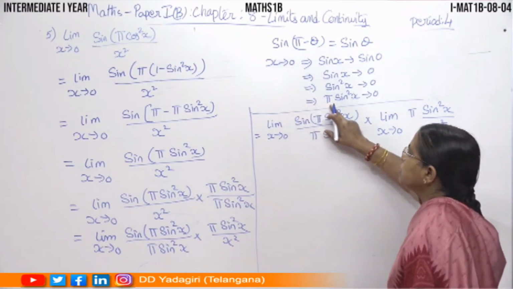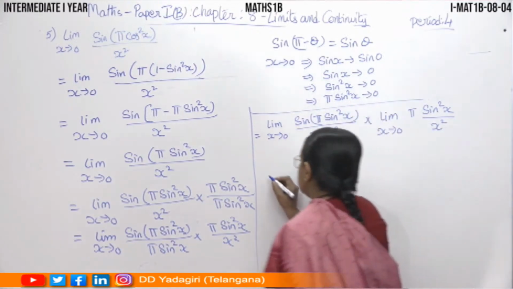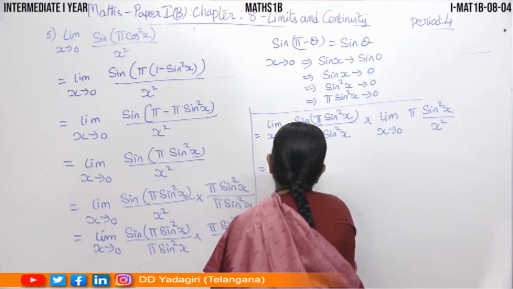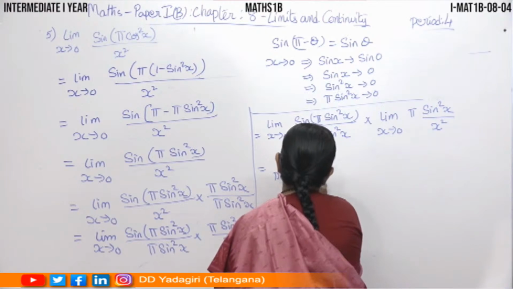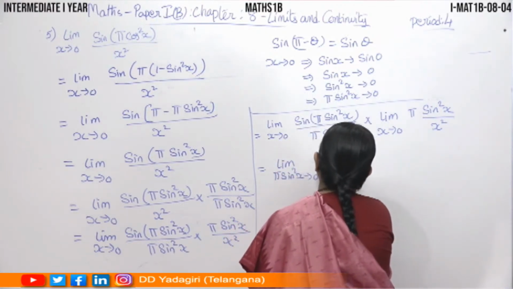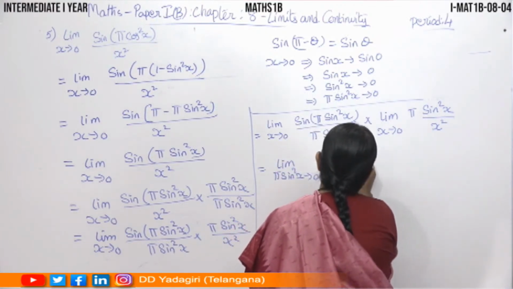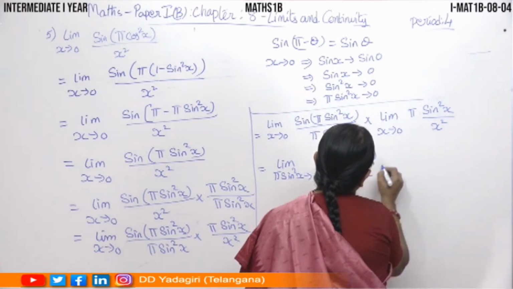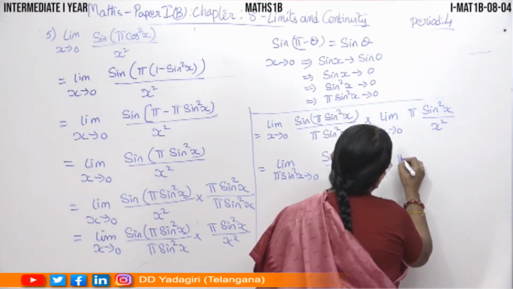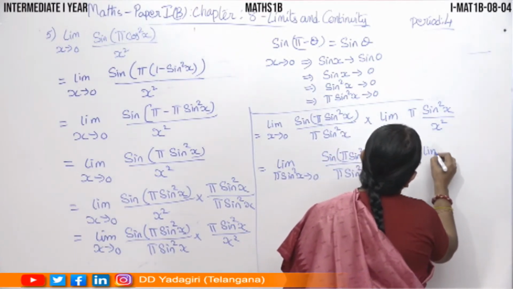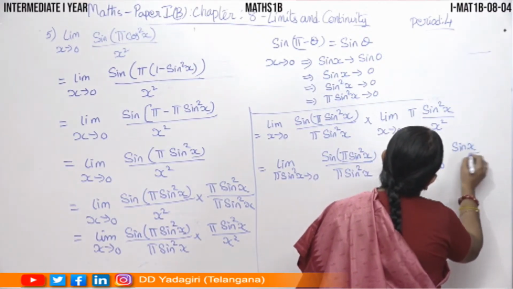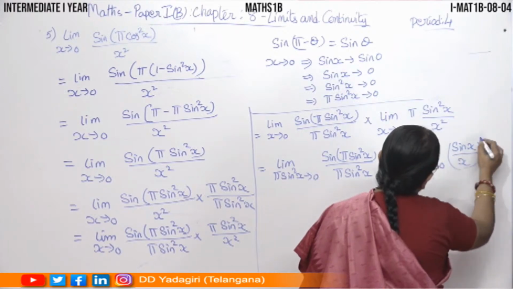X tends to 0, so pi sin square x tends to 0. So we'll write this as the limit, pi sin square x tending to 0, of sin of pi sin square x by pi sin square x, into pi, which we will write outside, into the limit of x tending to 0 of sin x by x whole square.